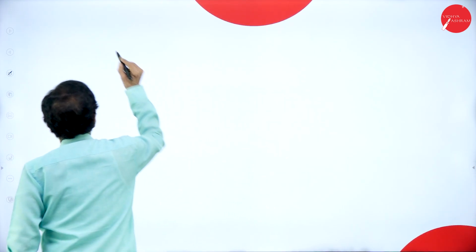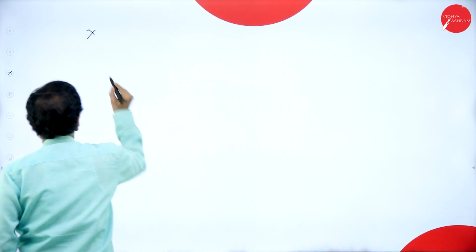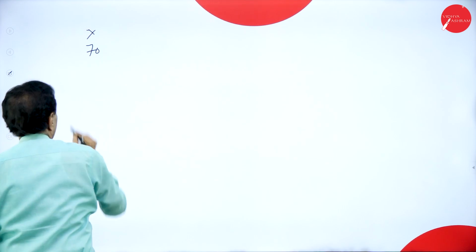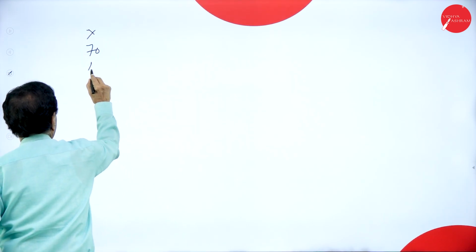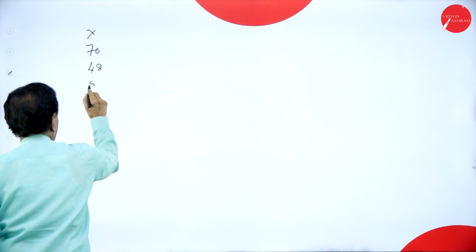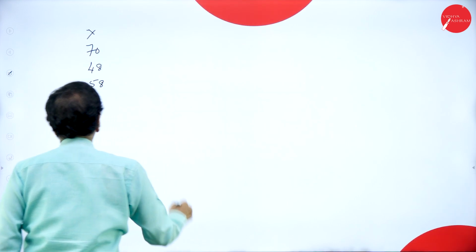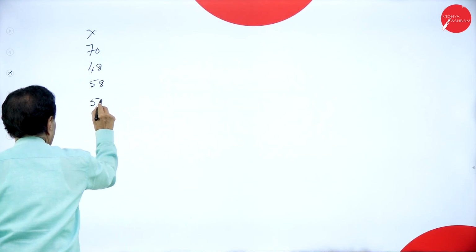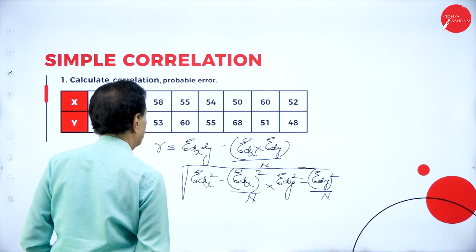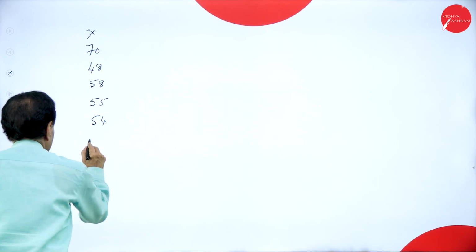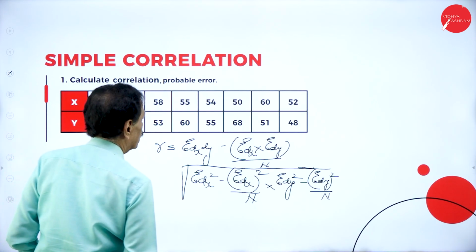X: 70, 48, 58, 55, 54, 50, 60, last one 52.